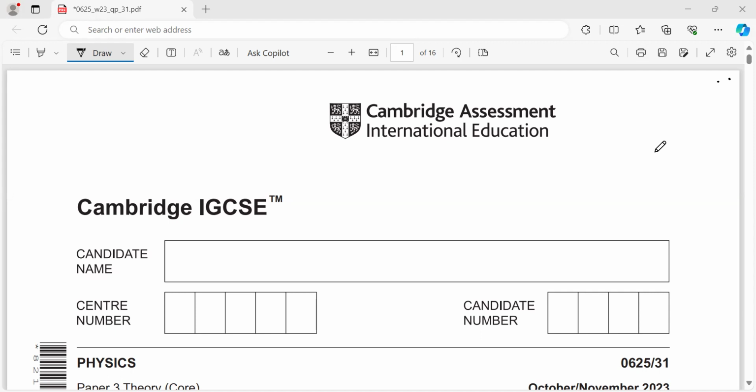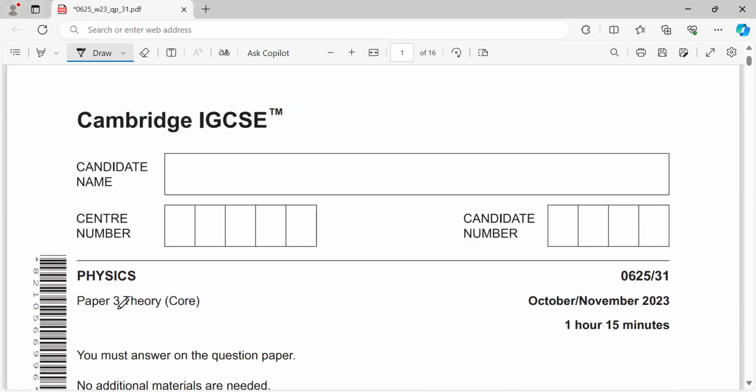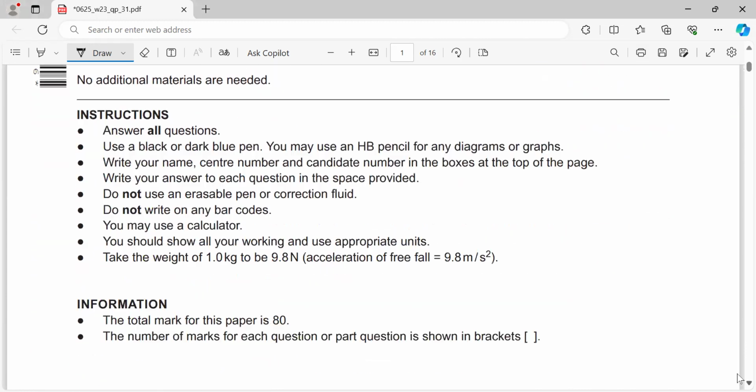In this video I'm going to show you how we find the solutions of a past paper of Cambridge IGCSE Physics, Paper 3, Theory Core, number 062531, October-November 2023. Let's start with number 1.